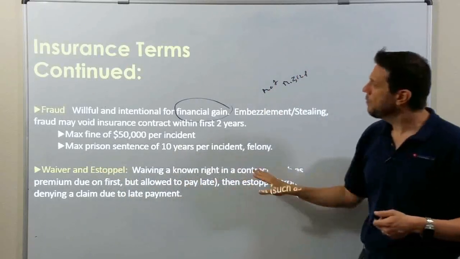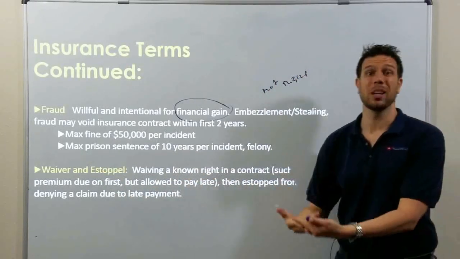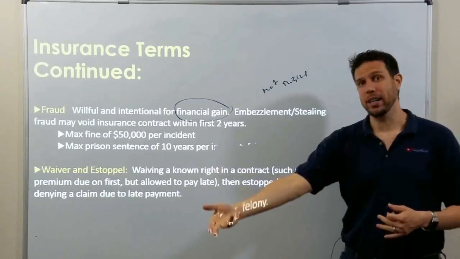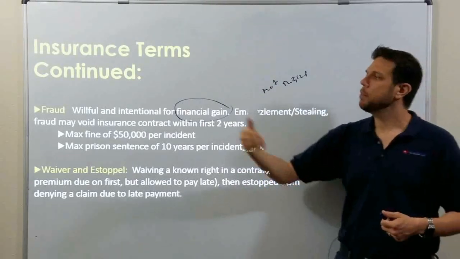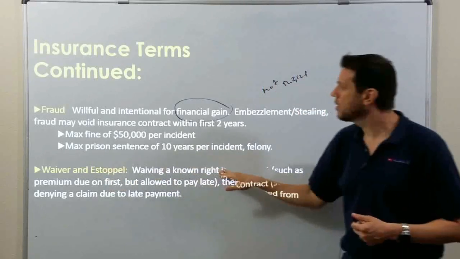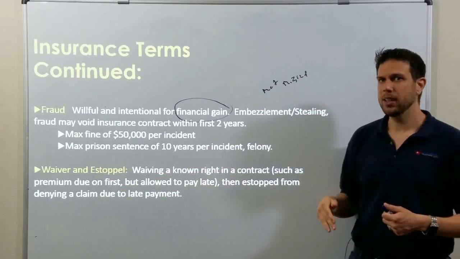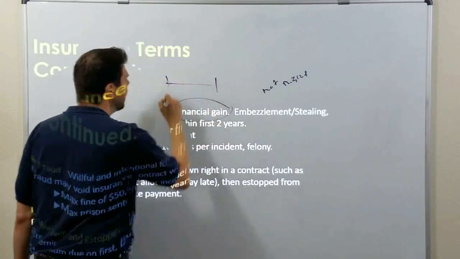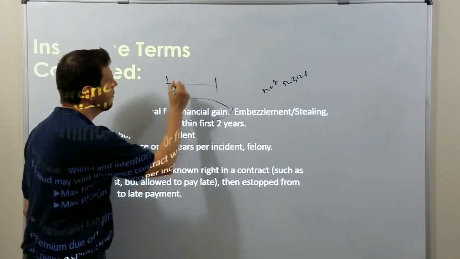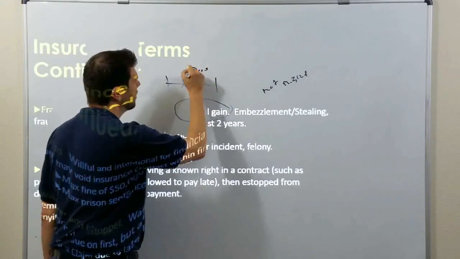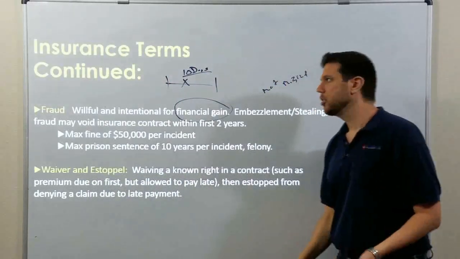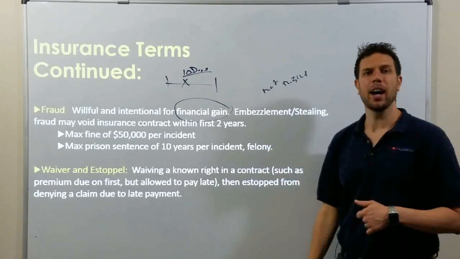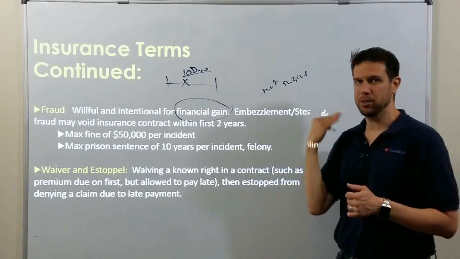Waiver and estoppel is a relatively difficult concept. A waiver is when you give up a right. And if you give up a right, you are then estopped from taking that right back. So I'll give you an example. In a homeowner's policy, in order to cancel you for non-payment, the insurance company has to give you 10 days notice. So let's say you have homeowners insurance, you don't pay your bill, they send you a letter and say, hey, your bill's due within these 10 days or we cancel you.